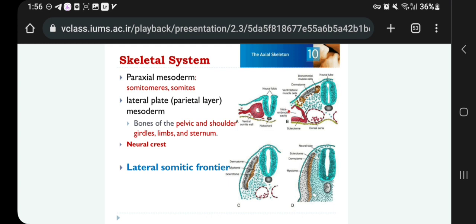Okay, the cells in the lateral plate mesoderm form the skeletal elements of the pelvic and shoulder girdles, limbs, and bones like the humerus, femur, and also the sternum. The origin of these cells is the lateral plate mesoderm.